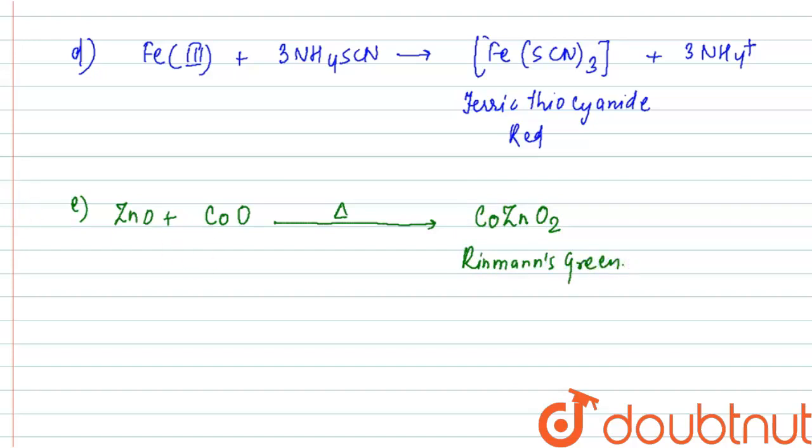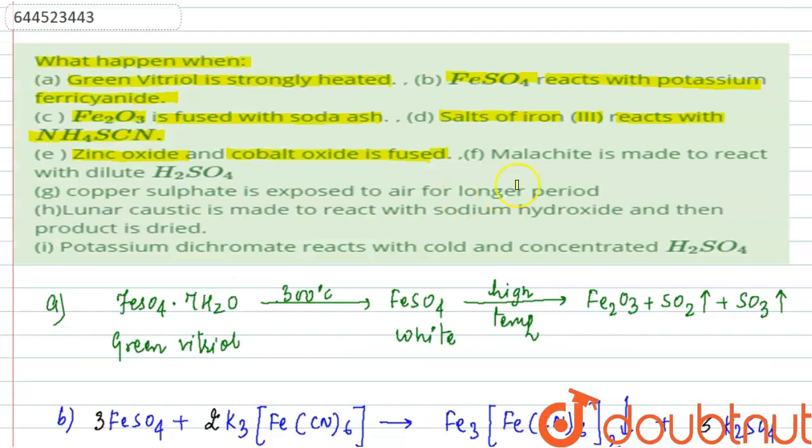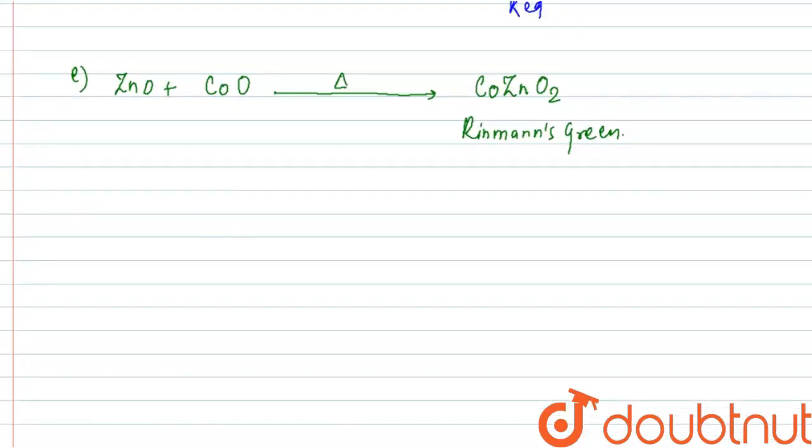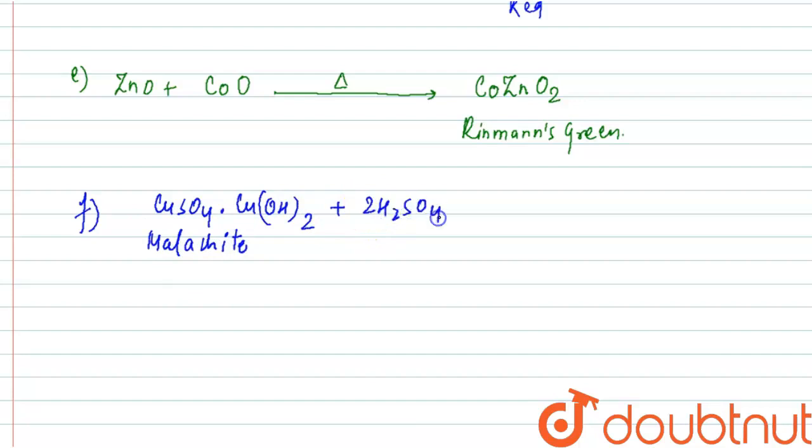Moving on to the next one in the list. We have malachite made to react with dilute H2SO4. So we need to take malachite, which is CuCO3.Cu(OH)2. When made to react with 2 moles of H2SO4, we get 2 moles of CuSO4, and 3 moles of water is also obtained, and carbon dioxide gas evolves out of it.